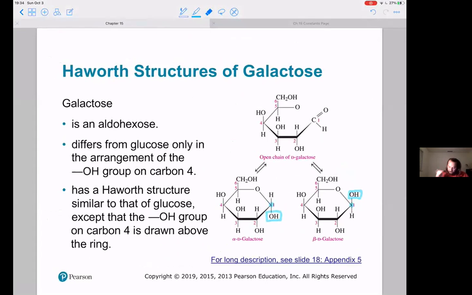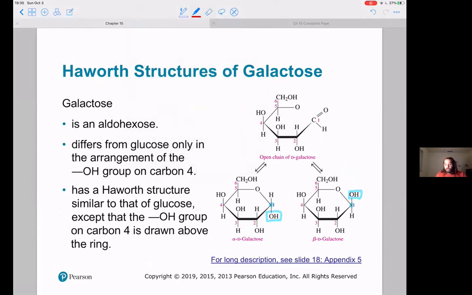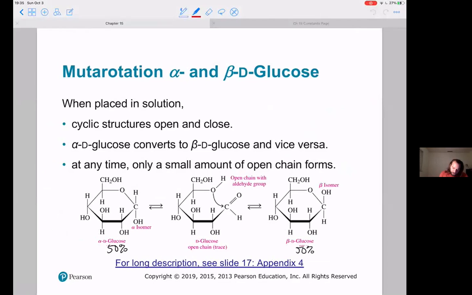Okay, just like we saw in the Fischer projections of glucose versus galactose, the big difference is what's happening on carbon 4. In galactose, the hydroxyl group is pointed up. If we look at glucose on carbon 4, that hydroxyl group is pointed down, right? So that was really the only difference between glucose and galactose.